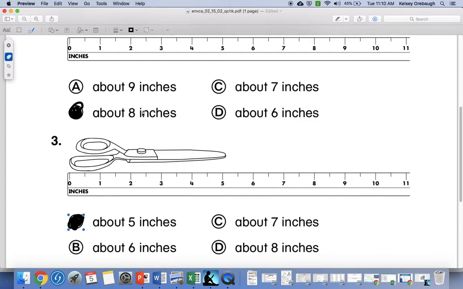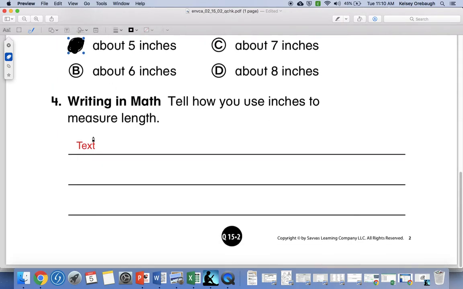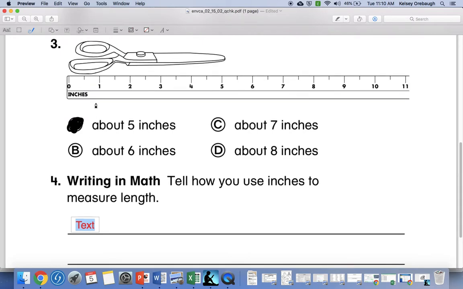All right, and last question, number 4, writing and math. Tell how you use inches to measure length. So we're kind of going to answer this in a step-by-step way. How will we use inches to measure length? Well, remember when we're measuring length, we measure side to side. So the first thing we have to do when we have our ruler is put our object next to the 0 line on the ruler. So make sure we line up our object just like the end of the scissors here is lined up with the 0 line on the ruler.